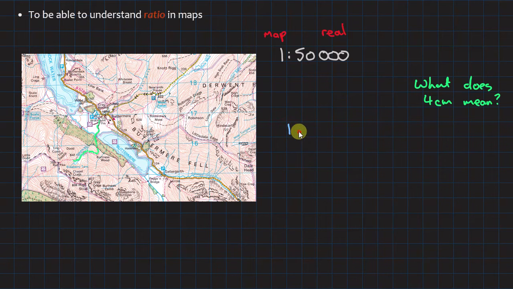We start with 1 centimetre, and that is 50,000 centimetres in reality. So we want to get a meaning for this map, because 50,000 centimetres doesn't mean much to people. And what we've got to think about is doing our unit conversions. So a 50,000 centimetres.